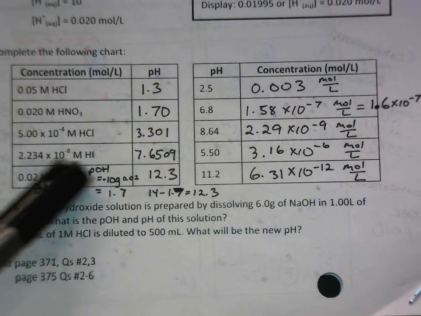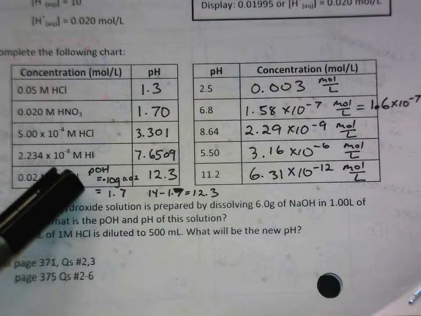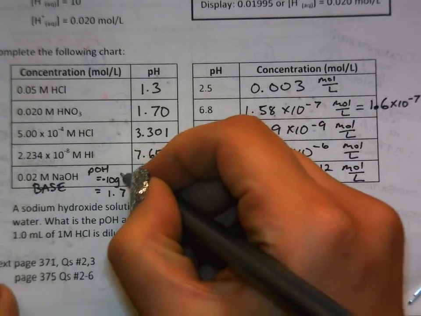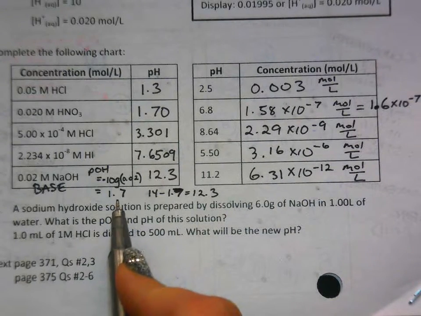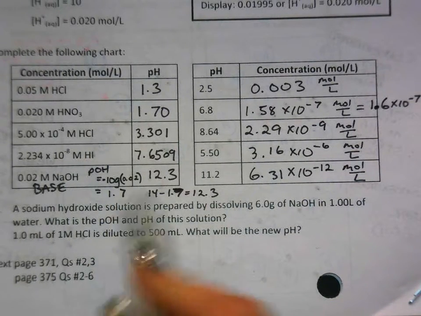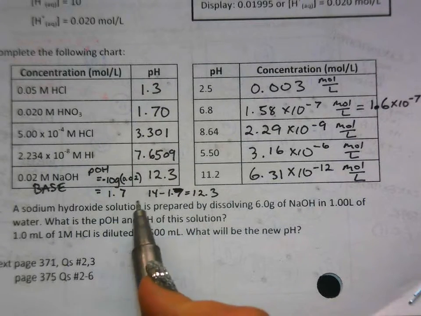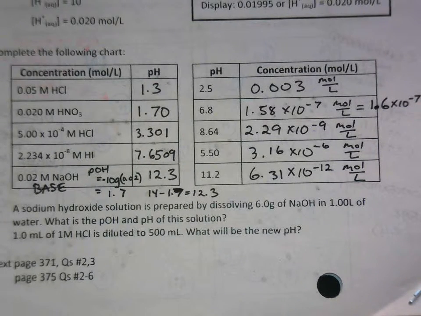So you're going to use the pOH formula, negative log concentration of the base. That will give you 1.7 as your pOH, your power of hydroxide. To get your pH, you're going to do 14 minus 1.7 to get 12.3. Other than that, no other tricks. Two more examples, and then you're free.